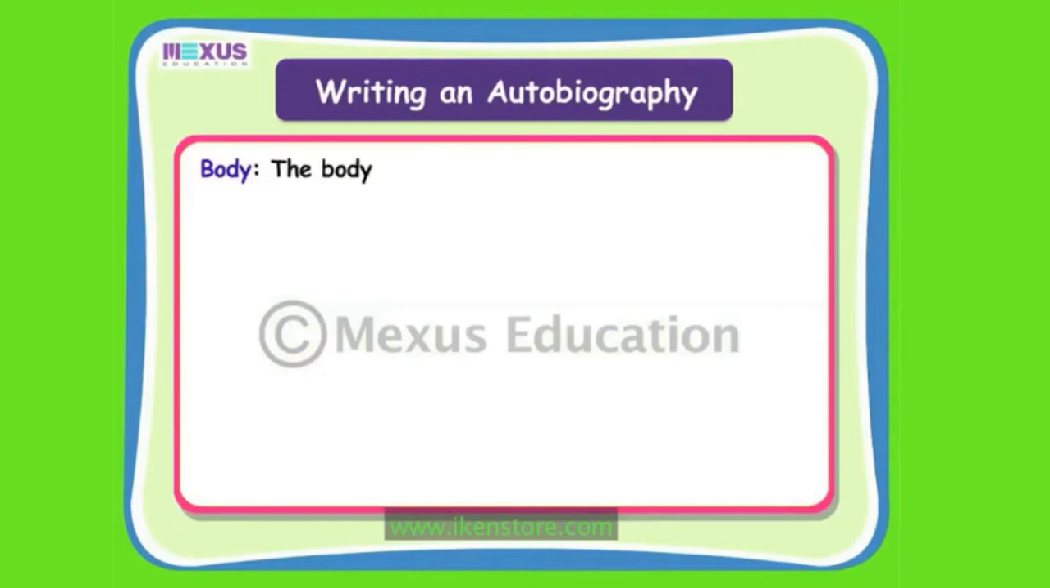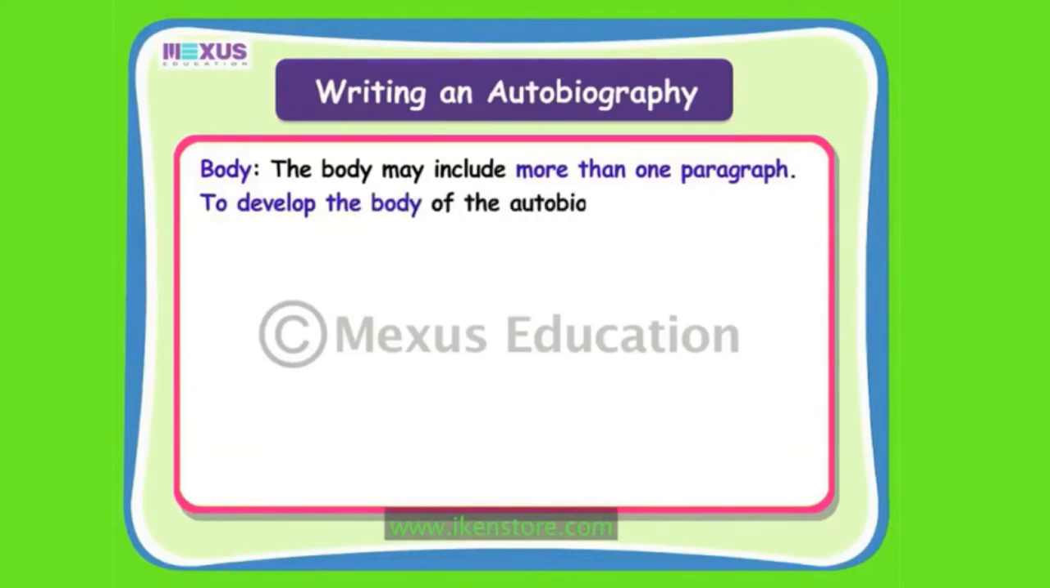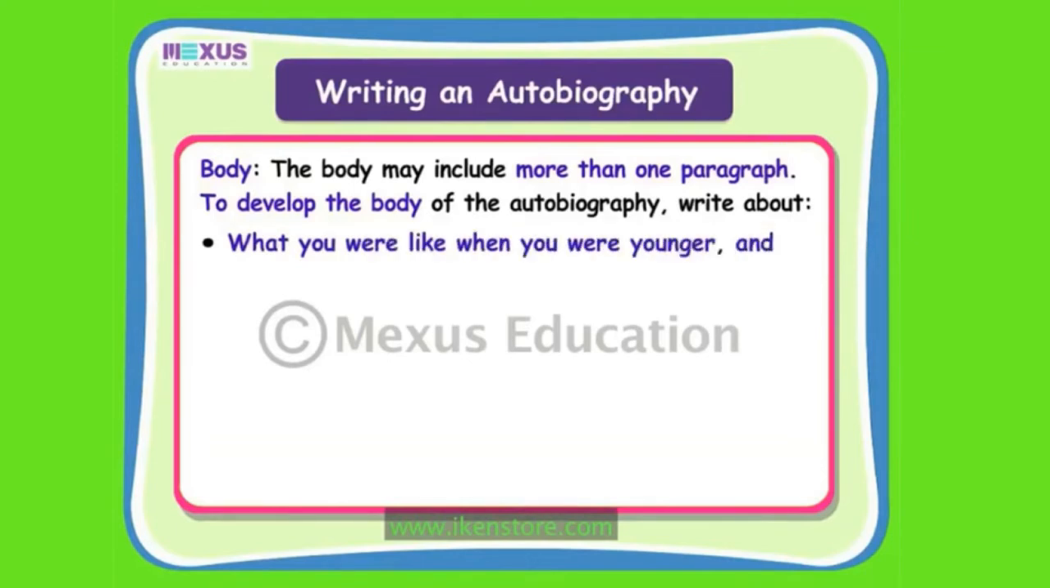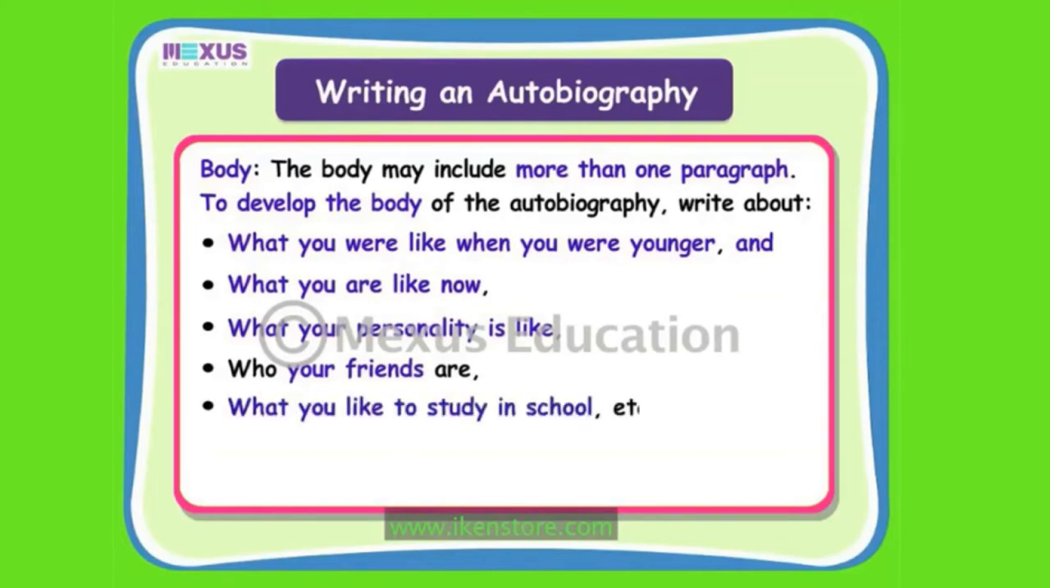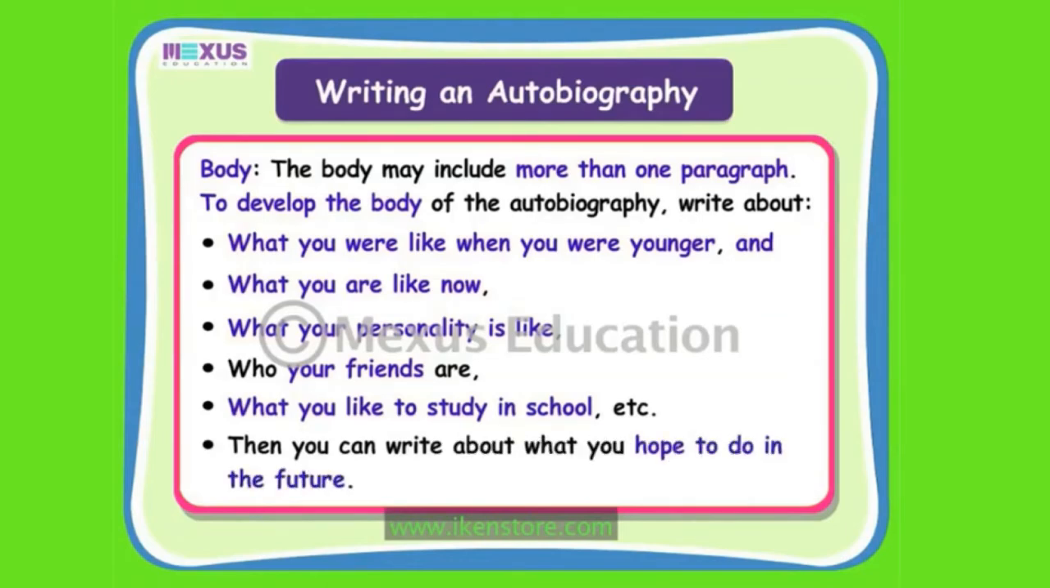The body of the autobiography may include more than one paragraph. To develop the body of the autobiography, write about what you were like when you were younger and what you are like now, what your personality is like, who your friends are, what you like to study in school, etc. Then you can write about what you hope to do in the future.